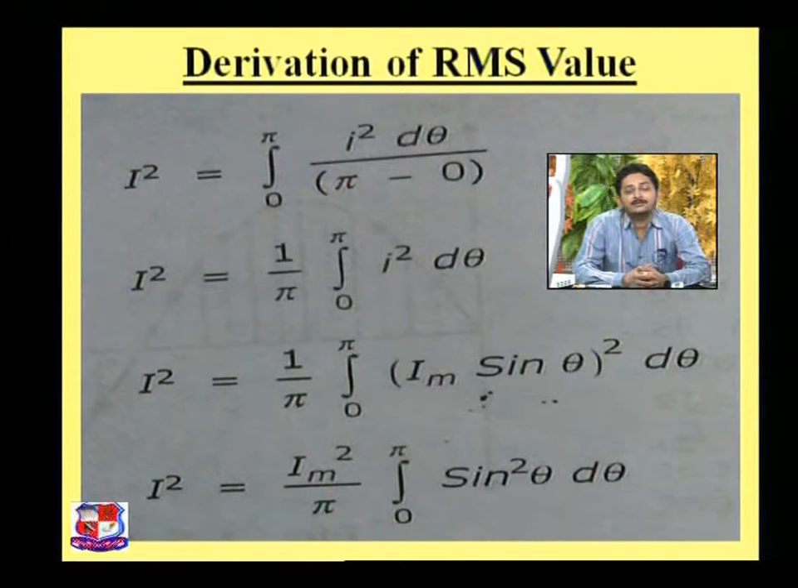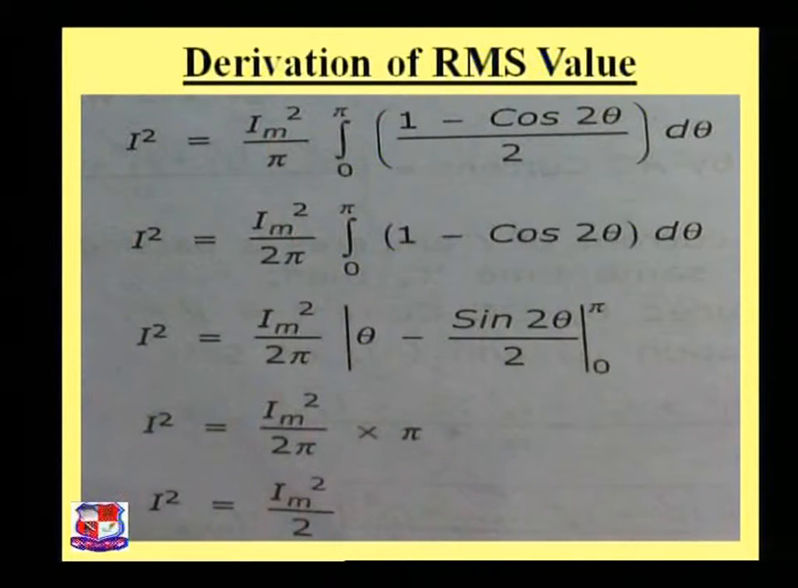Now Im is a constant value which does not depend upon theta, so we keep it outside the integral. So we get I square equals Im square by pi, integration of 0 to pi, sin square theta d theta. The next one: I square equals Im square by pi integration of 0 to pi.